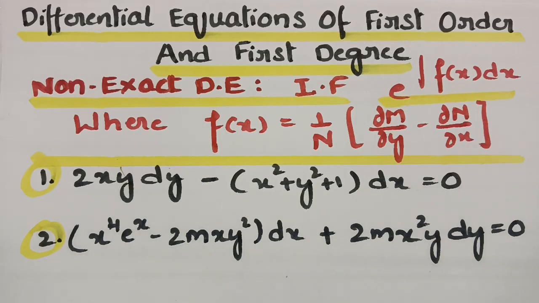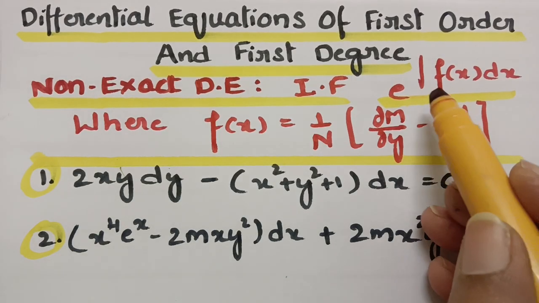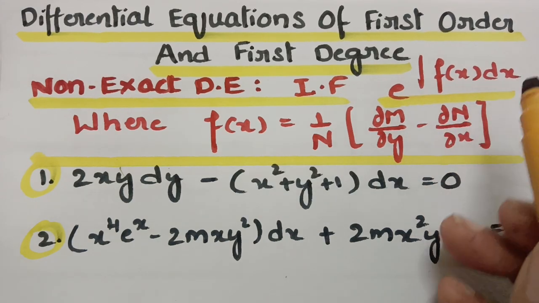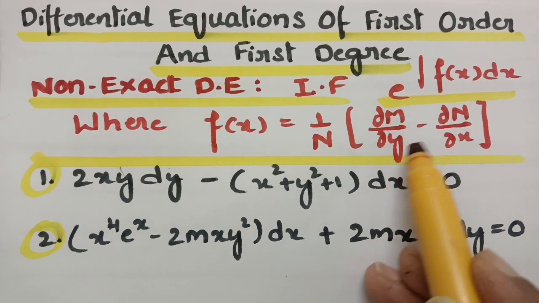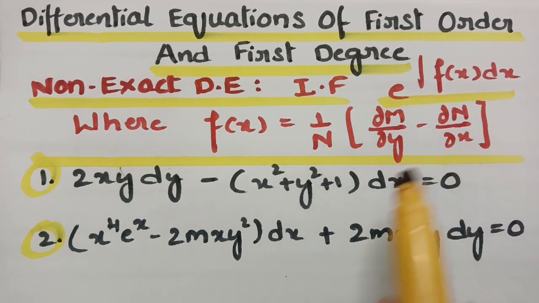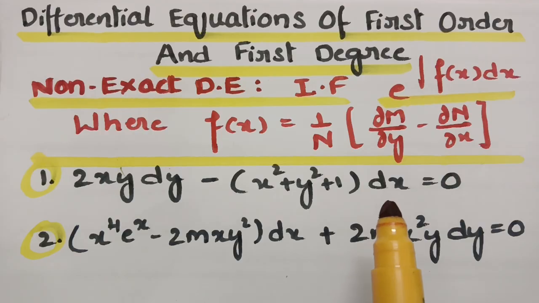Today's topic is non-exact differential equations, and there are five solution methods. This is the fourth type, which uses the integrating factor e to the power of integral f of x dx, where f of x is equal to 1 by n times (dou m by dou y minus dou n by dou x). These are a few very important problems.